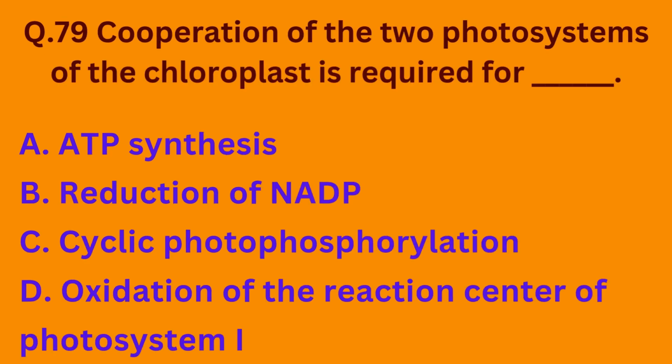Coming to our next question, cooperation of the two photosystems of the chloroplast is required for dash. Option A, ATP synthesis. Option B, reduction of NADP. Option C, cyclic photophosphorylation. Option D, oxidation of the reaction center of photosystem 1. So the correct option is option B, reduction of NADP.